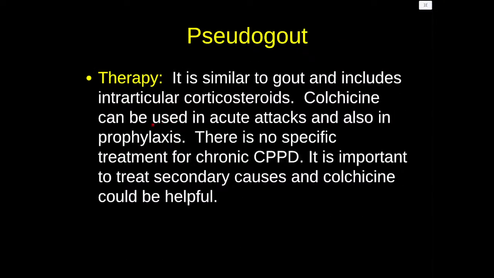The therapy is similar to classic gout, and it includes intraarticular corticosteroids. Colchicine can be used in acute attacks and also for prophylaxis. There is no specific treatment for chronic CPPD. It's important to treat the secondary cause, and colchicine could be helpful.